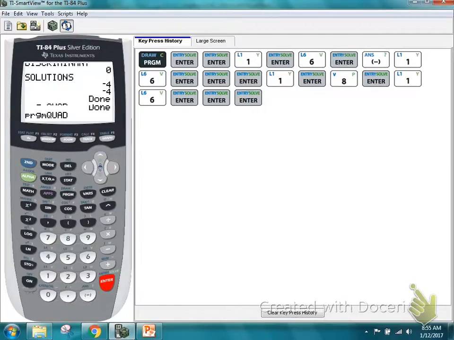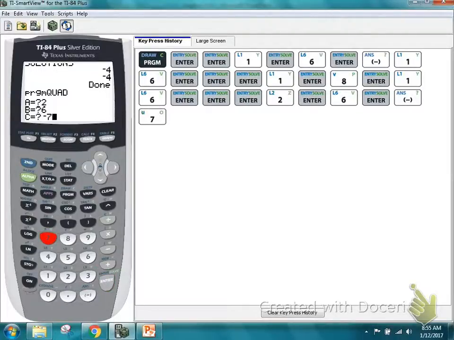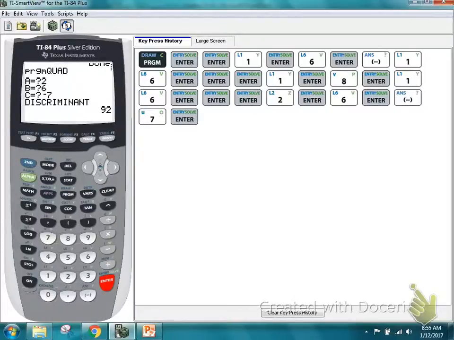So hit enter again. 2, 6, -7. Hit enter. Okay, this one says the discriminant is what? 92. All right, now, if you've been paying a little bit of attention to your discriminant numbers, they've had something in common prior to this one. If I'm not mistaken, we've had 0, we've had 100, and we've had, I think, 144.